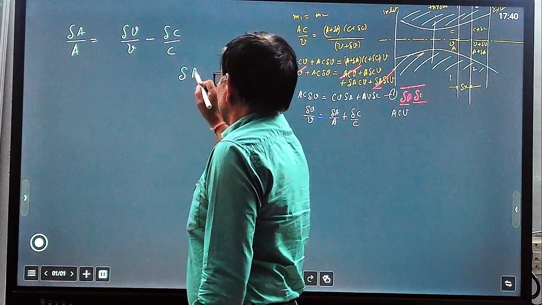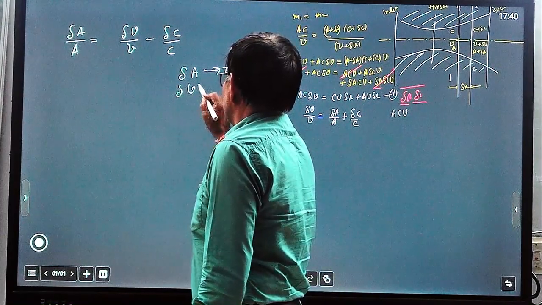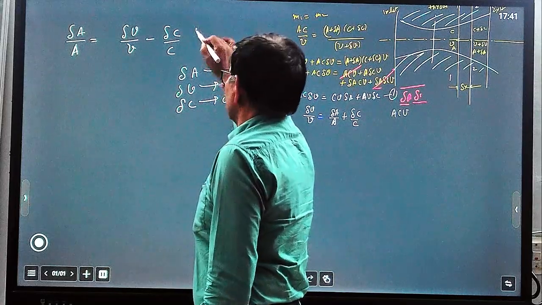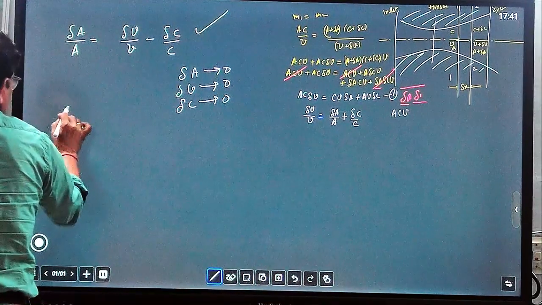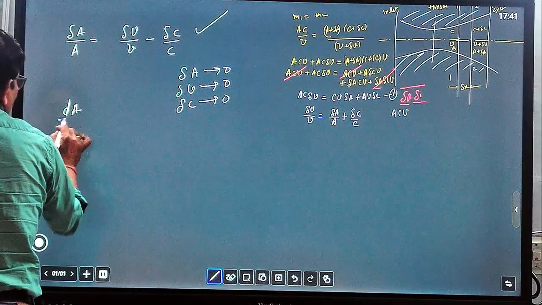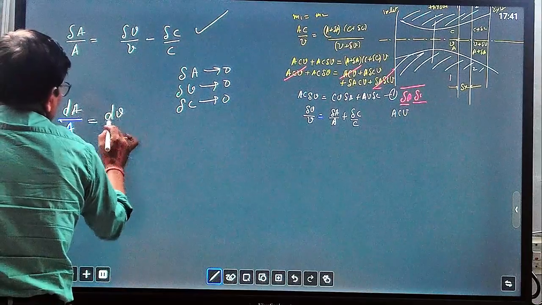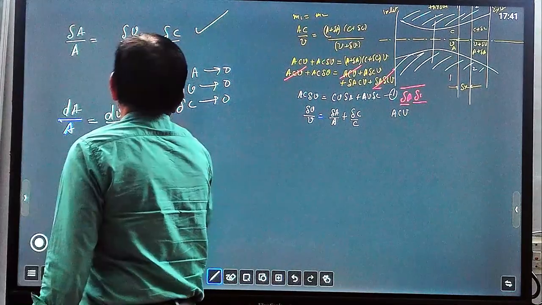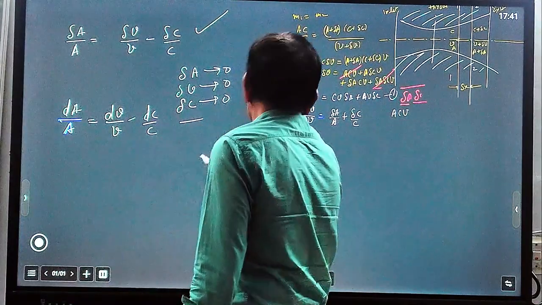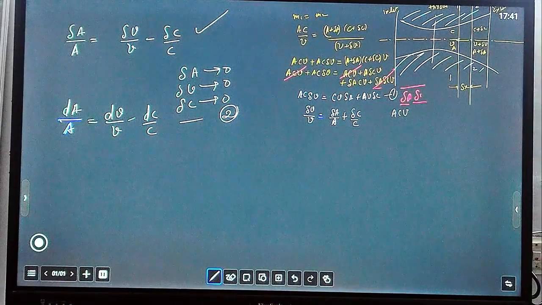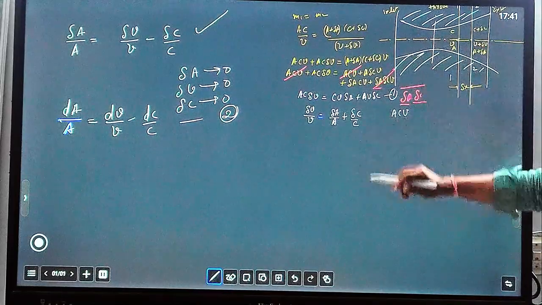As del A tends to 0, del V tends to 0 and del C tends to 0, this equation can be replaced like dA by A. When quantities become very small, dA by A equals dV by V minus dC by C. So this is the final equation number 2, you can say.